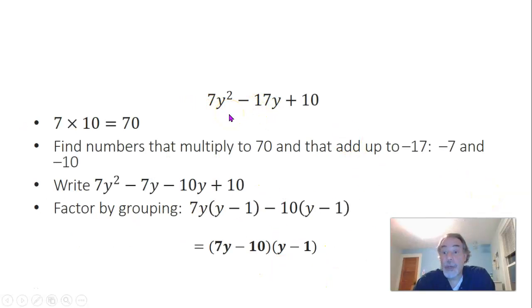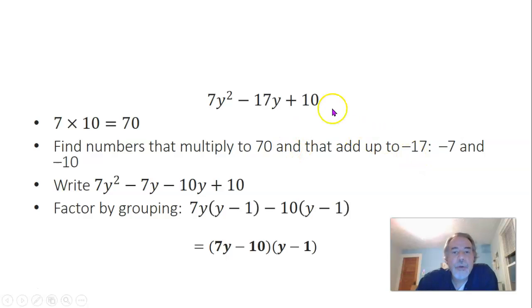Another example that we've already done the other way, but here's how it works using this method. 7y squared minus 17y plus 10. The a times the c, 7 times 10, would be 70. So we need to come up with numbers that multiply to 70 and add up to negative 17. And the numbers that work would be a negative 7 and a negative 10. Negative 7 times negative 10 would be positive 70. Negative 7 plus negative 10 would be negative 17.